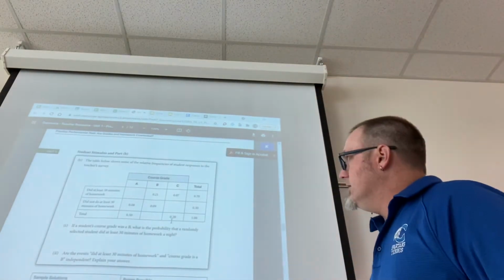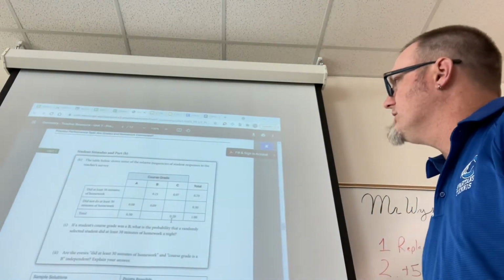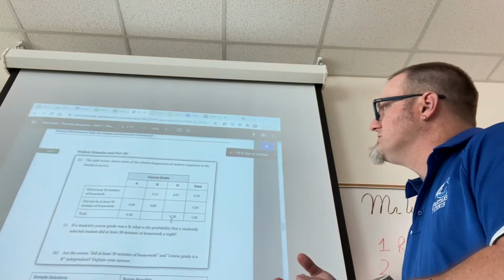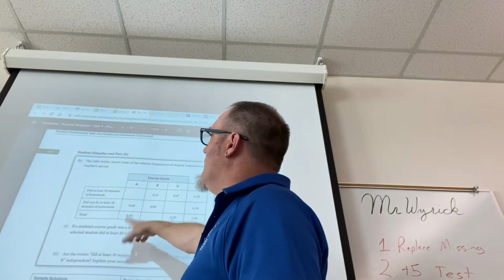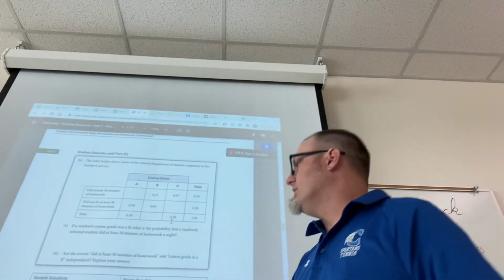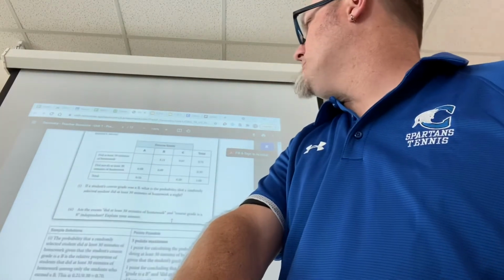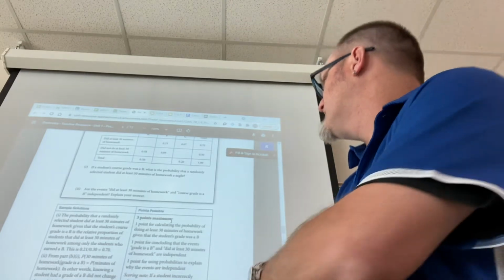Letter B. The table below shows some of the relative frequencies, and then there was 1 and 2 underneath the table that are all going to come together. There's 3 points possible on this.